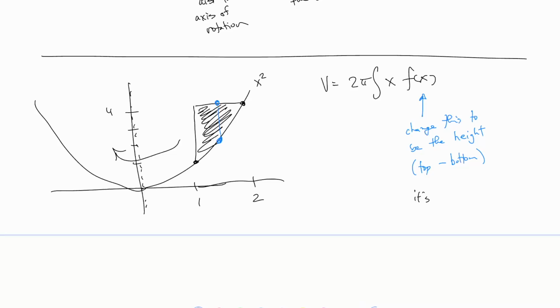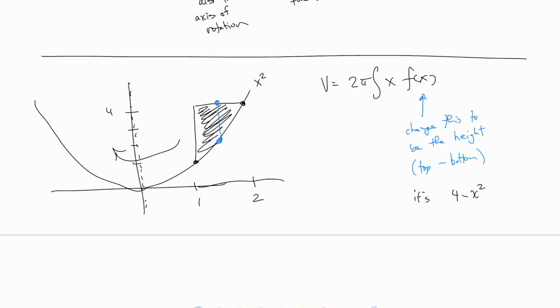Maybe someone I haven't heard from. What do you think? 4 minus x squared. 4 minus x squared, I like that. The y value at the top there is 4, just because I said so. That's where I decided to cut it off at the top. And then the y value at the bottom of this little segment here is just wherever the curve is. So the height in this example is 4 minus x squared.